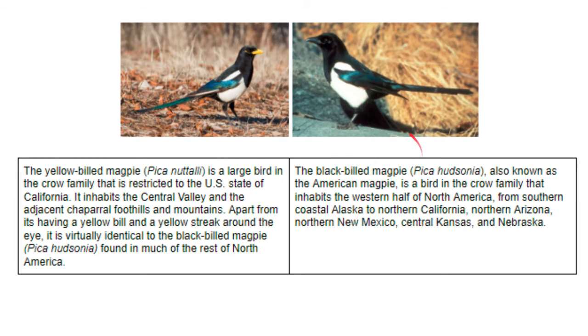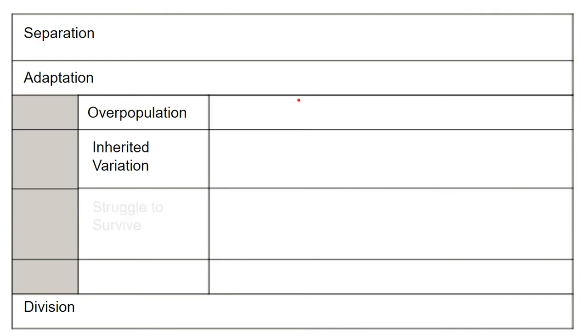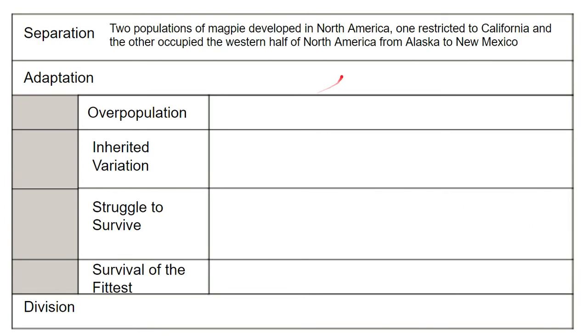So here, the black-billed magpie, also known as the American magpie, is a bird in the crow family that inhabits the western half of North America from southern coastal Alaska, northern California, northern Arizona, northern New Mexico, central Kansas, and Nebraska. So this is a little tricky because if you're going to describe how they came about, they're almost identical, aren't they? It's just that bill. But we still go through the same process. We talk about the separation.